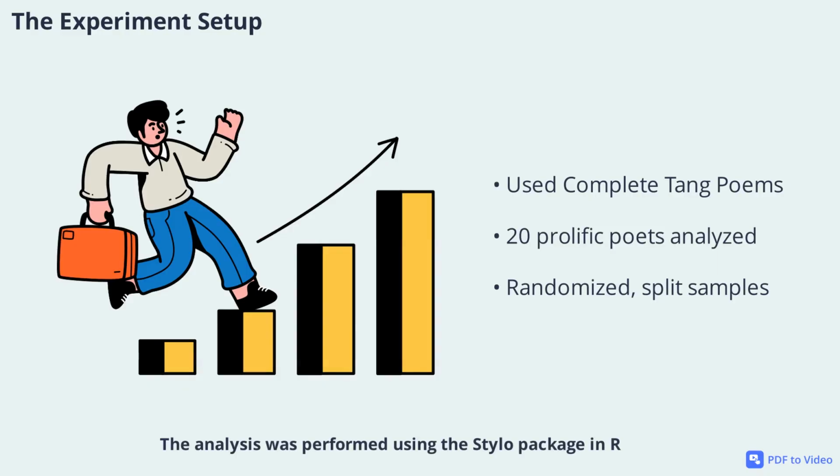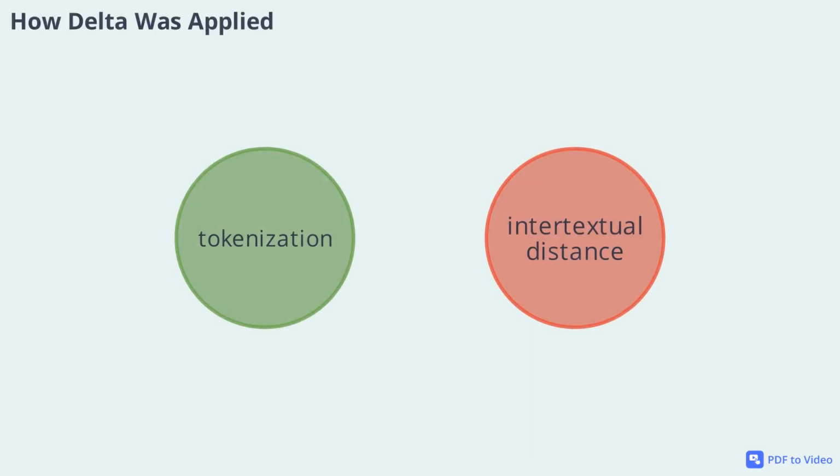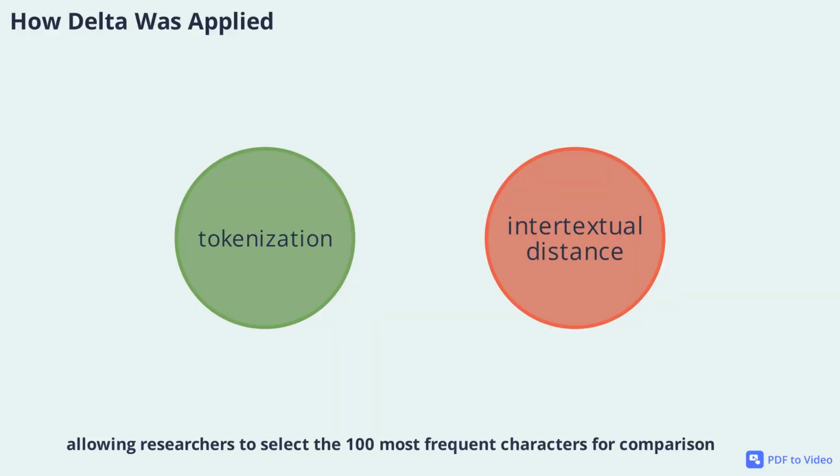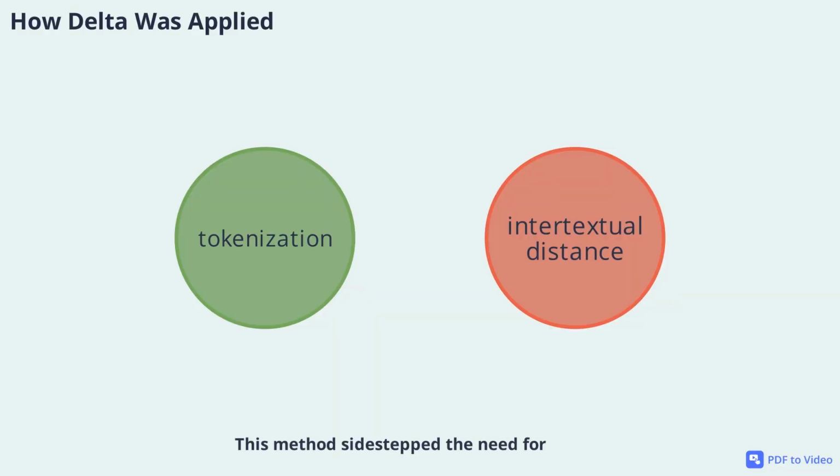The analysis was performed using the stylo package in R, configured to treat each Chinese character as a token. Since Chinese lacks clear word boundaries, the analysis relied on individual characters as tokens, rather than words or multi-character sequences. The stylo package's flexibility made this possible, allowing researchers to select the 100 most frequent characters for comparison. This method sidestepped the need for complex and potentially error-prone tokenization algorithms.